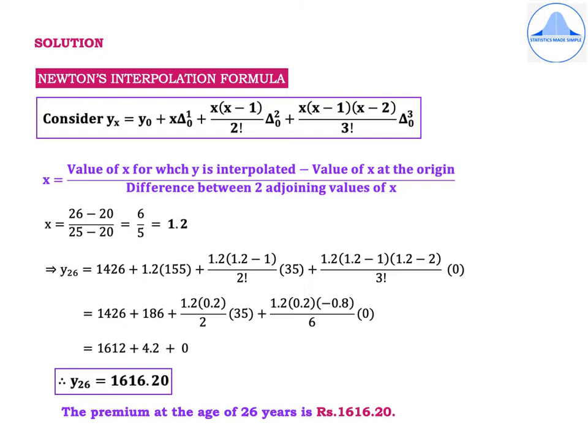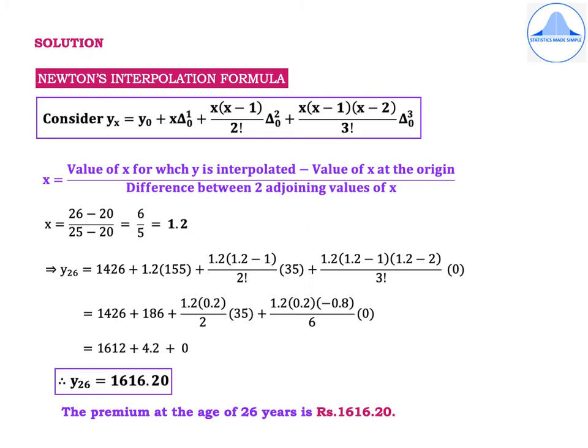Next, write the formula for x, which is value of x for which y is interpolated minus value of x at the origin divided by the difference between two adjoining values of x. That means x is equal to value of x for which y is interpolated is given to us in the question. That is, we have to find out the premium at the age of 26 years. So that will be 26 minus 20 divided by the difference between two adjoining values of x, that is 25 minus 20, which is equal to 6 by 5, which is equal to 1.2.